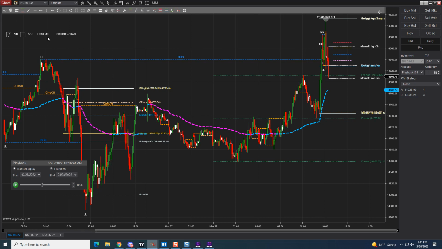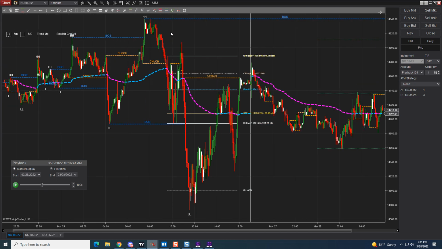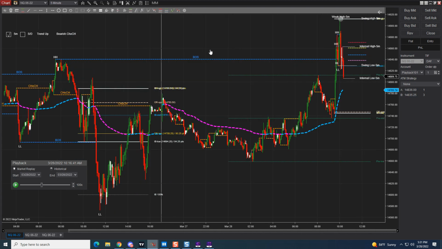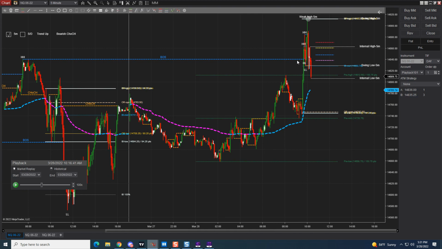You can see now that if we look up here in the corner, the trend is up because we've just broken. We've had multiple breaks of structure. When we started the day here, the trend was down. This was the last break of structure. But now we've had multiple breaks here. There's one here, and then there's a couple little ones in there. We'll look at that in a second.